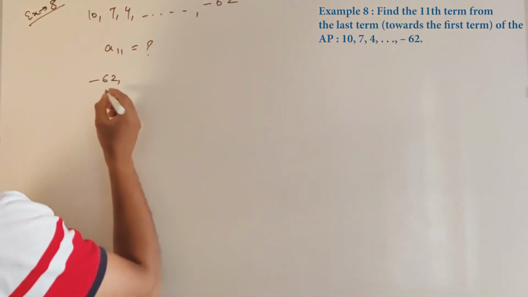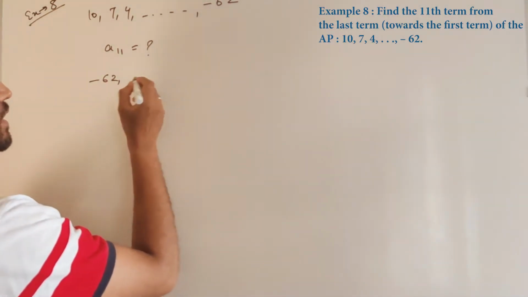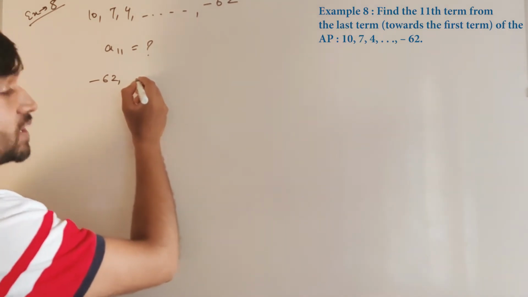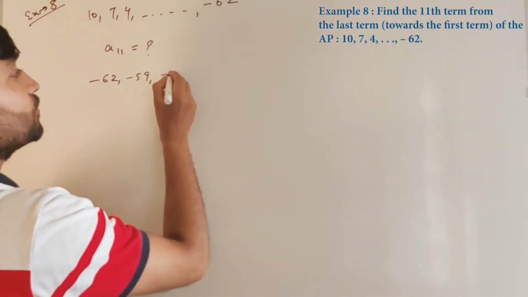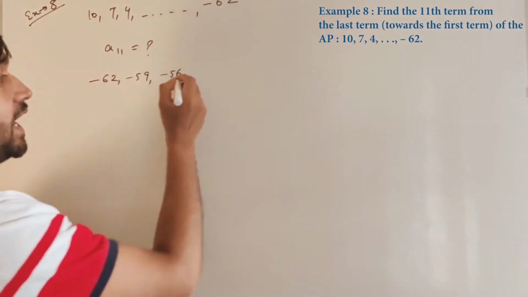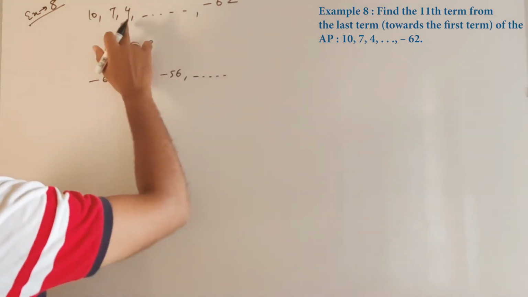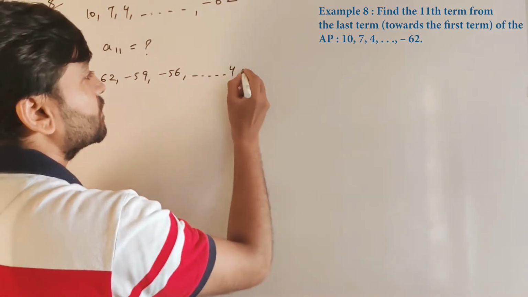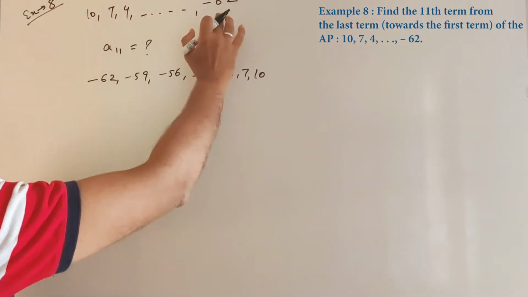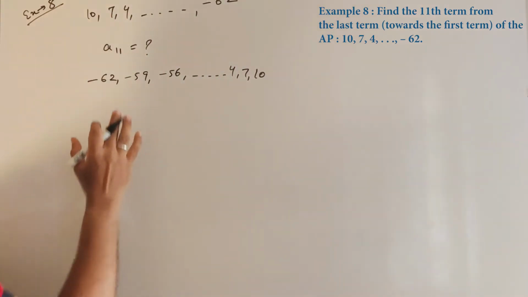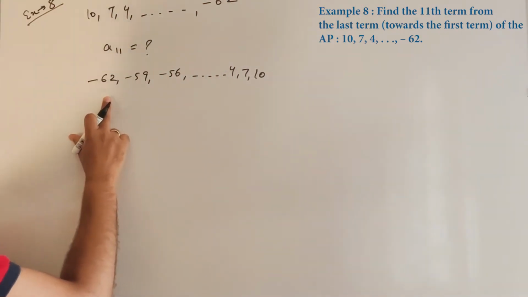So your sequence will become A, A plus D. So minus 62 plus 3 gives you minus 59. Again we add 3, will give you minus 56. And so on, 4, 7, 10. This is what we'll get if we write down this sequence the other way around, starting from minus 62.